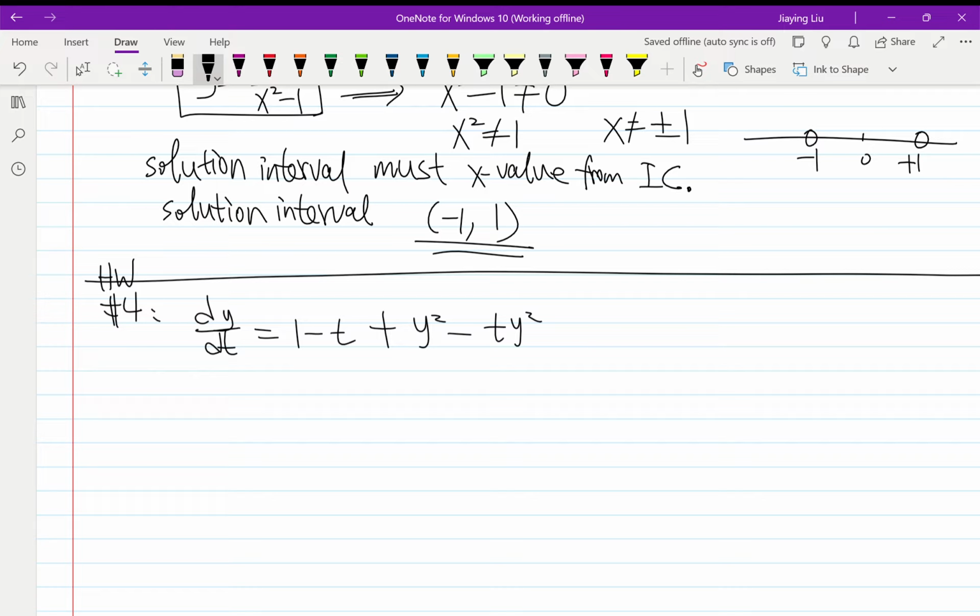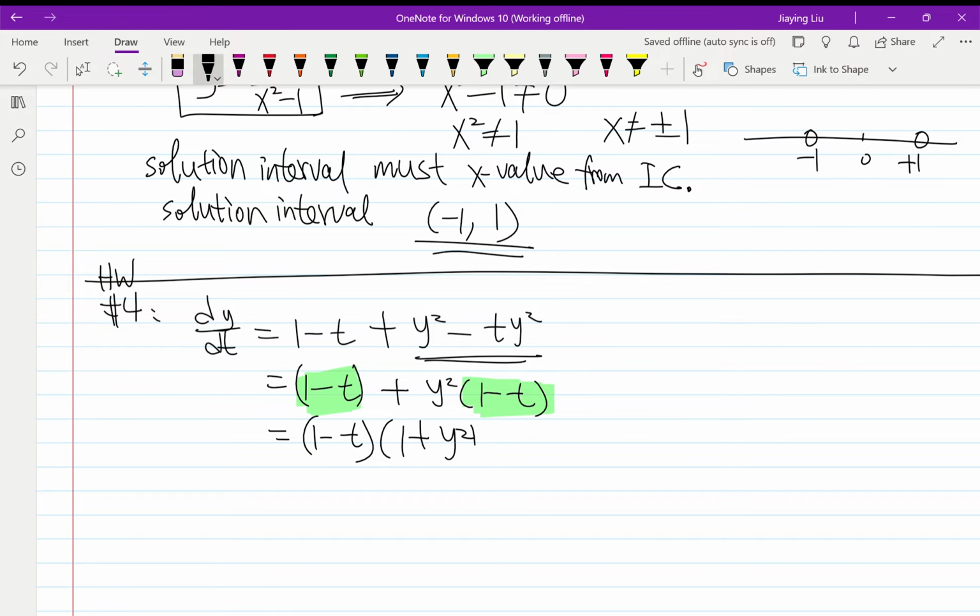Excellent, that's a good step. First step, take out the y squared from the last two terms. You get 1 minus t, staying the same, plus y squared times 1 minus t. And it turns out that you can continue to factor 1 minus t. Good, so that will be (1 minus t) times (1 plus y squared) as a product.